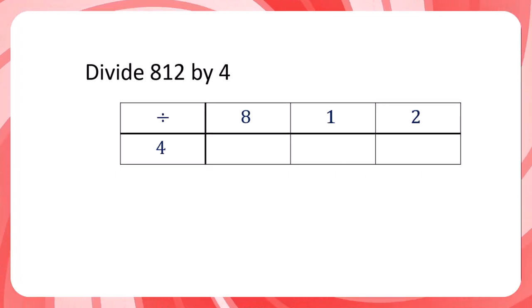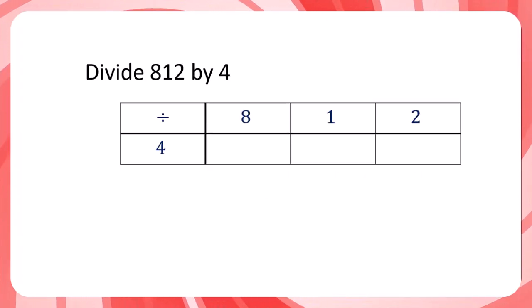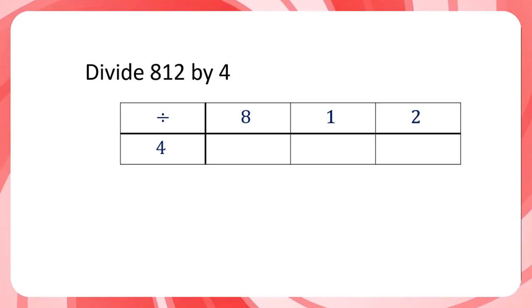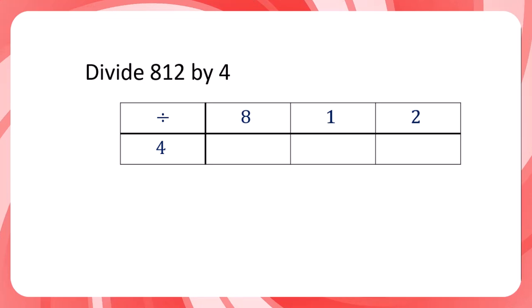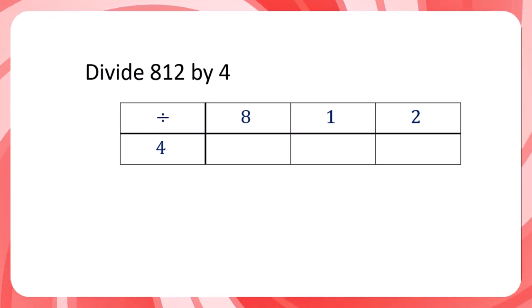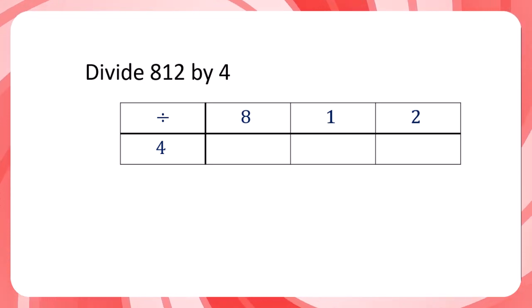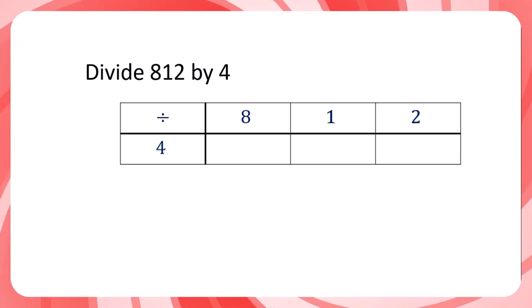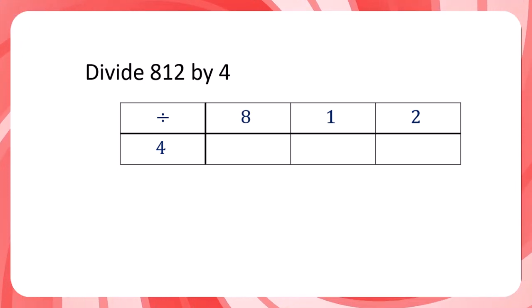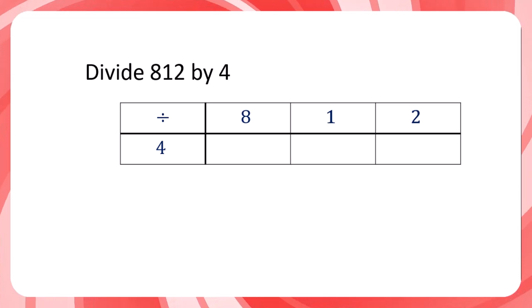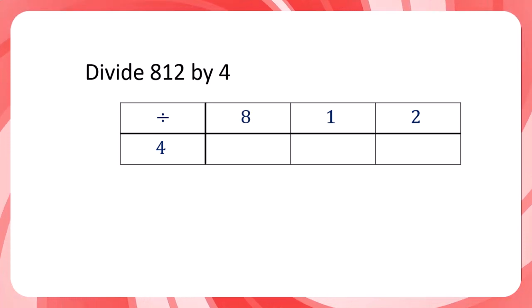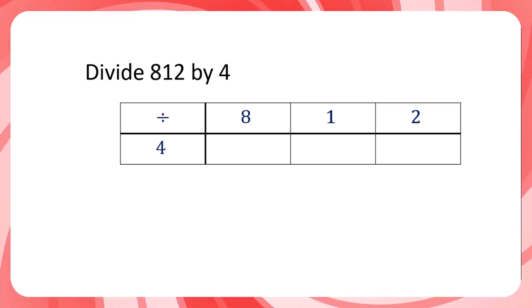Now, if you have to divide 812 by 4, draw a table like this and write in the values as shown. So we have 8, 1, 2 here, divided by 4. Now, unlike multiplication, when you are dividing, you start from the greatest value to the least value.